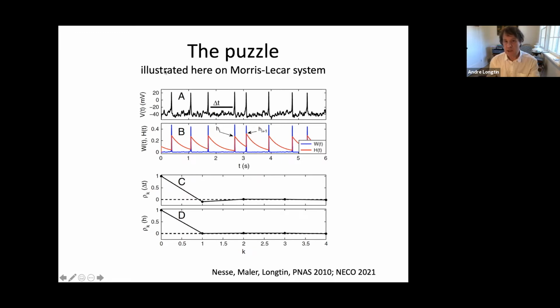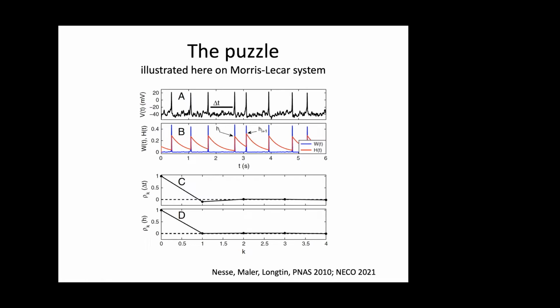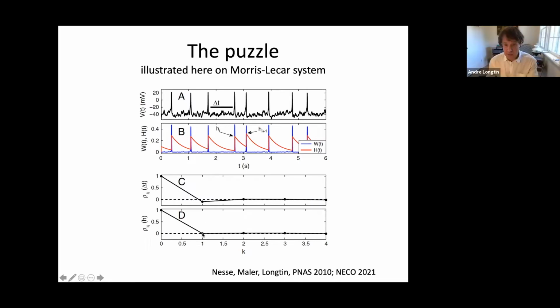So this puzzle is illustrated here just on the Morris-Lecar system. You can take an actual more realistic neural system and look at this. So you have the voltage in black, you have the W variable in blue, the recovery, and then you see that if you look at the correlation between the intervals, you're going to get some correlation, but there's very small correlation between the adaptation states. And this is true in the LIF type models as well.